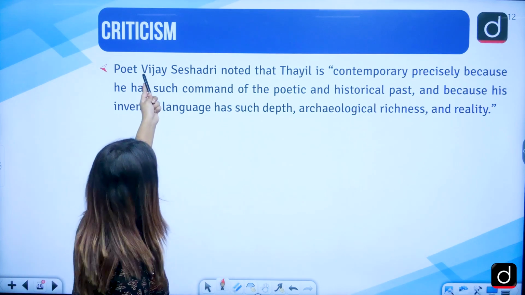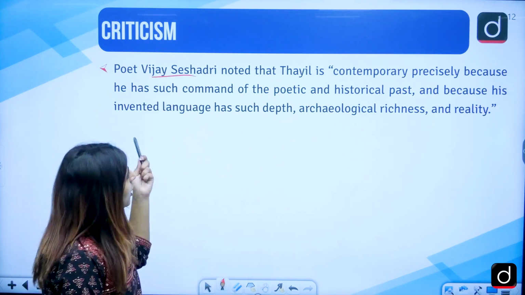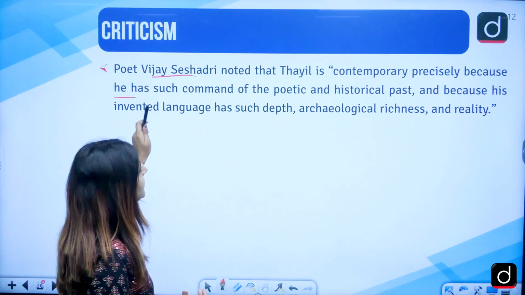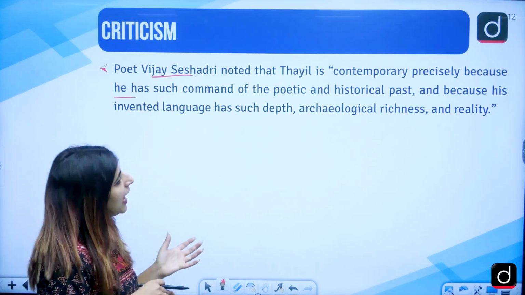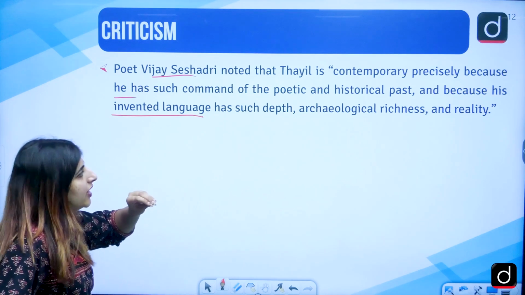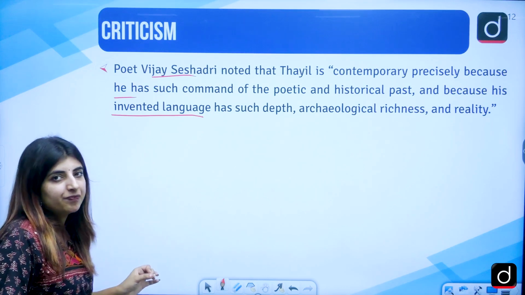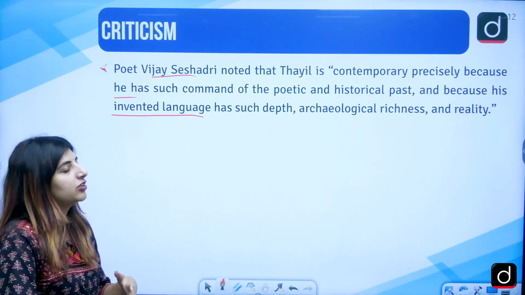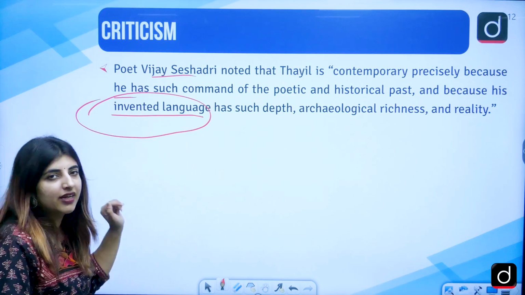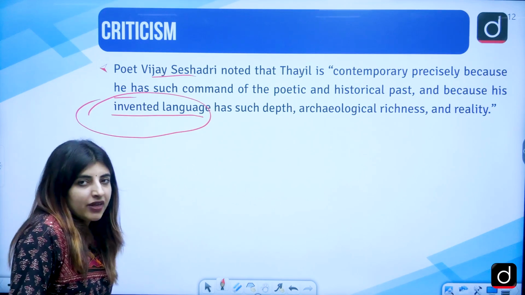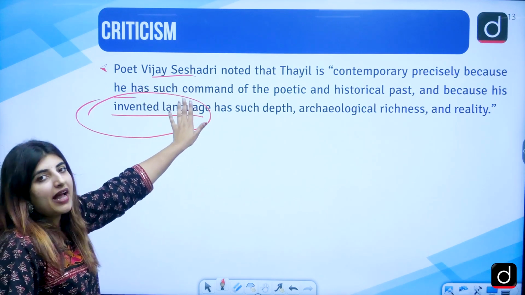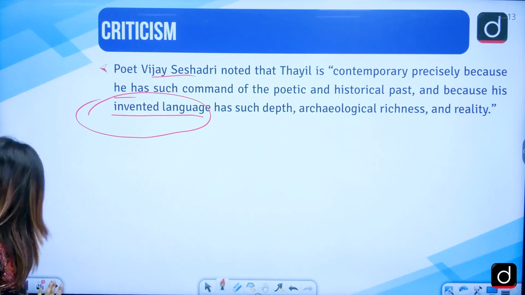So we are going to read from Vijay Seshadri, who has been a poet as well, who said that Thayil is contemporary precisely because he has such command of the poetic and the historical past, and because his invented language has such depth, archaeological richness and reality. The way he talks about history, the way he talks about reality, in his invented language, with which we can relate, correct? This particular quote has been given by Vijay Seshadri.